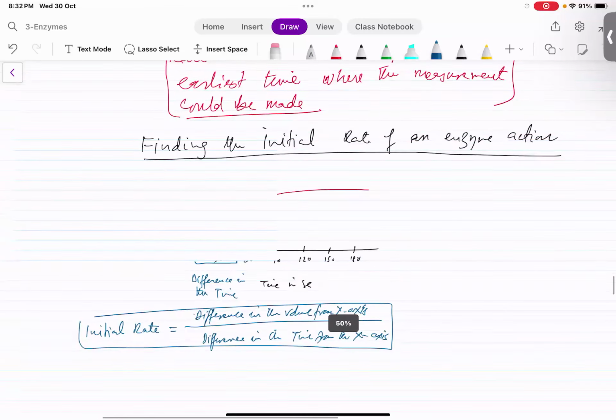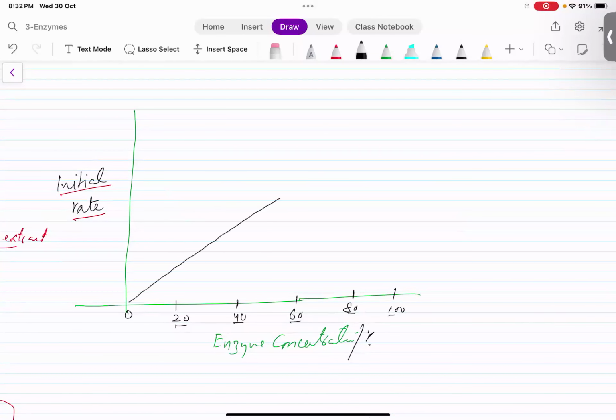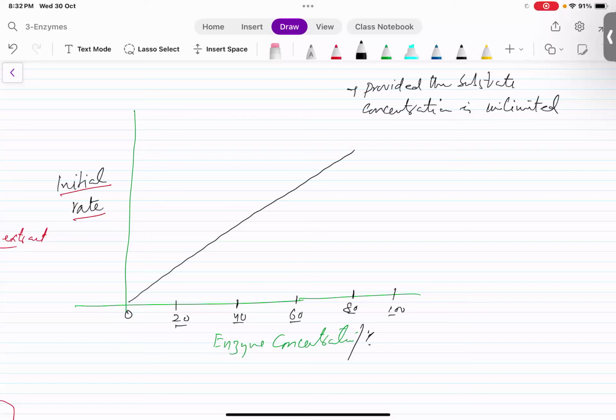Now, if we plot the initial rate of enzyme action at these different concentrations of enzyme, a linear line or a straight line is obtained that shows that provided the substrate concentration is maximum or unlimited, infinite, the rate will be linear to the increase of enzyme concentration.